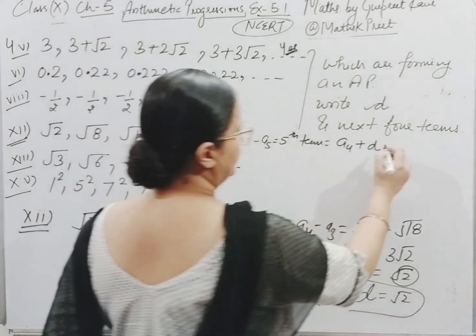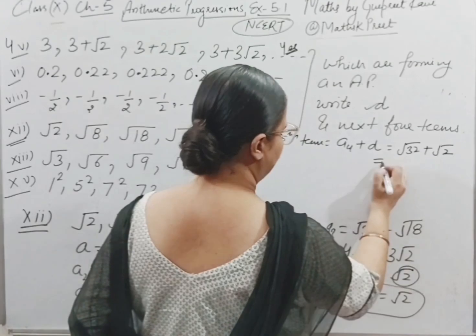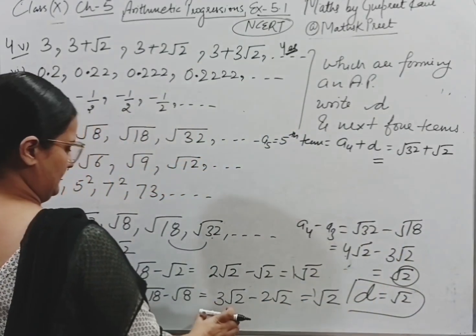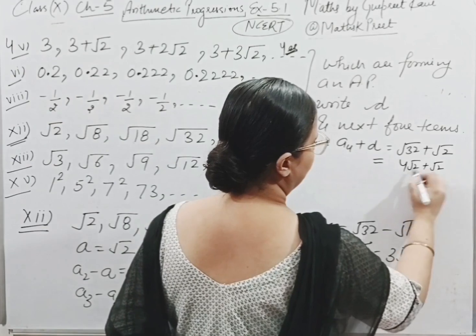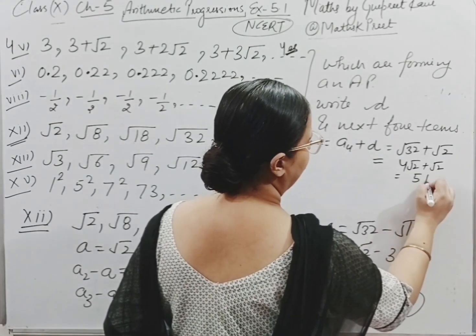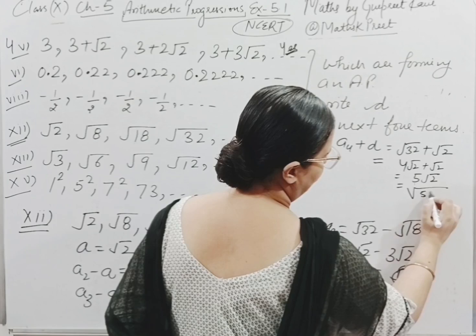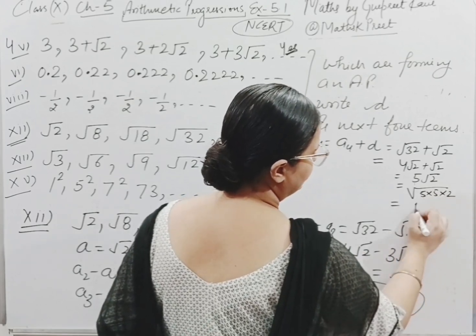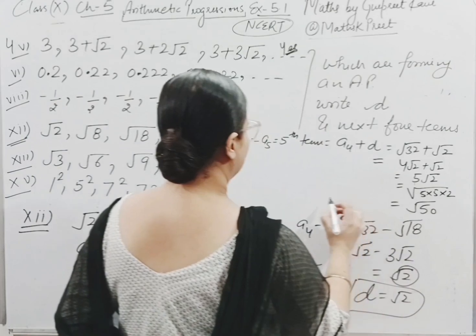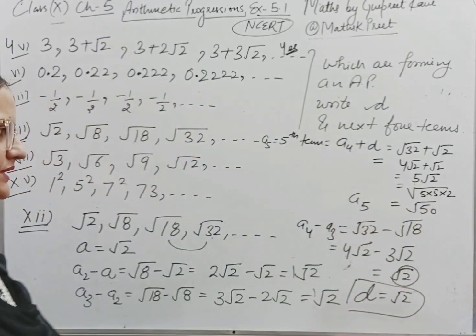Fine. So A4 is what? Root 32 plus root 2. Root 32 can be written as 4 root 2. 4 root 2 plus root 2. 4 root 2 plus root 2 is 5 root 2. Take it inside. 5 can be written as 5 into 5 into 2. So it's 25 into 2, that is 50. So value for A5 is root 50. Next term is root 50.